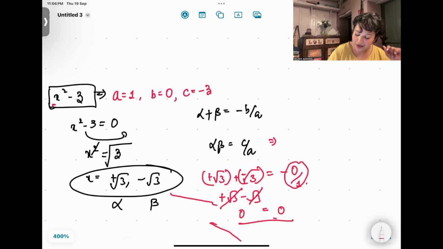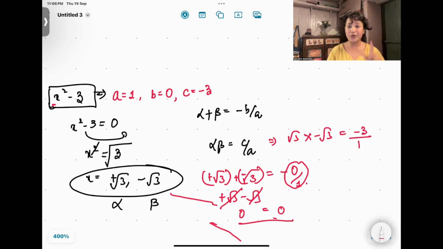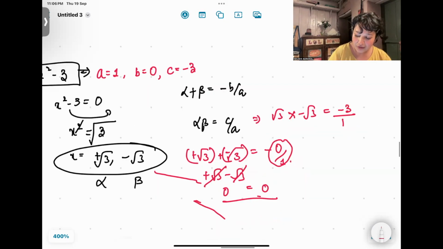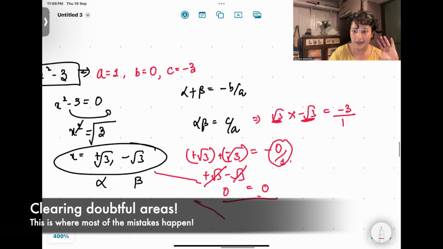Next, alpha multiplied by beta. Alpha was root 3 and beta was minus root 3, which should equal c upon a. C was minus 3 and a was 1. So now, how to multiply under roots? This is the number one question that people ask me. Let's see. So under root 3, forget minus for now.